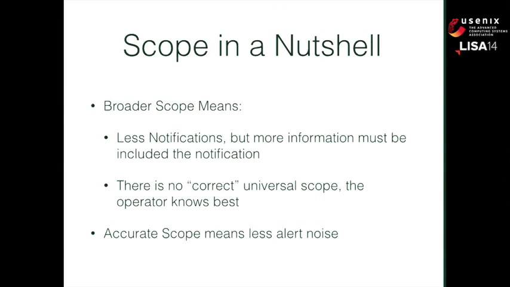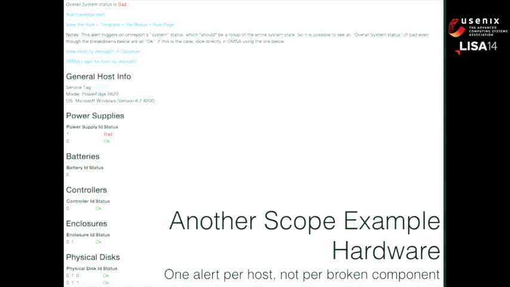So scope in a nutshell: broader scope means fewer notifications, but more information must be included in the notification. There's no correct universal scope. I can't tell you what your scope is. I don't know your environment. No one does. The product can't tell you that. But what you can do is give the operators flexibility to tune their scope fluently and to their needs. And when you get an accurate scope, you get less alert noise because you're getting fewer emails per event.